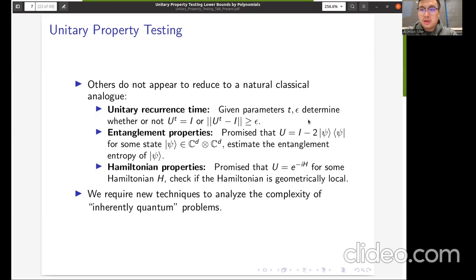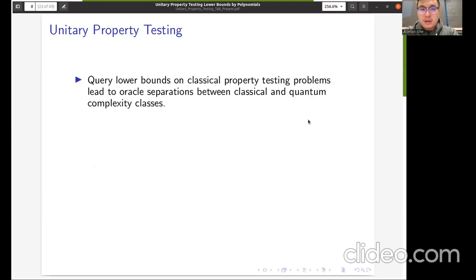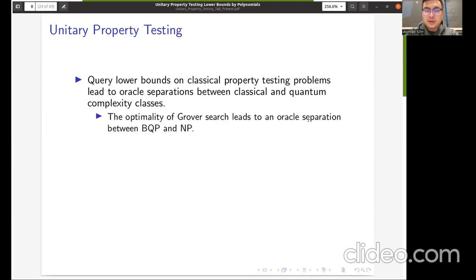And we argue that the generalized polynomial method is one such way to analyze these problems. From the perspective of computer science and complexity theory, unitary property testing problems are also interesting, since there is a connection between query lower bounds and oracle separations of complexity classes. For instance, the Grover search lower bound leads to an oracle separation between the complexity classes BQP and NP.